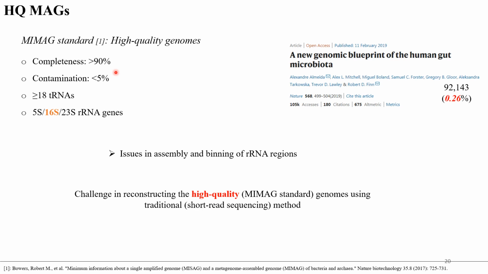As I mentioned, it's not an easy task to recover real high-quality MAGs. We can see from this Nature paper, the authors recovered nearly 100,000 MAGs, while less than 0.3% could be classified as high quality, mostly due to the assembly and binning issues when using the traditional short-read sequencing method.